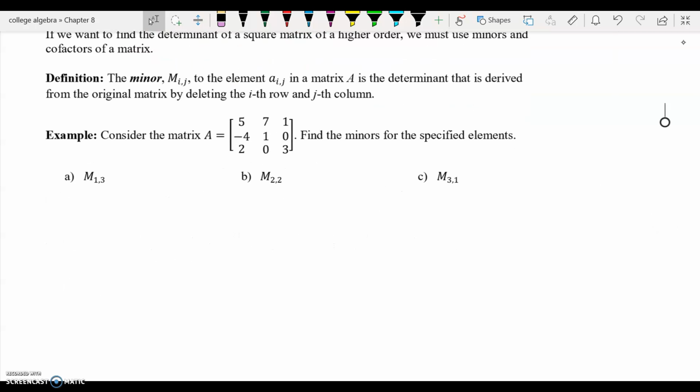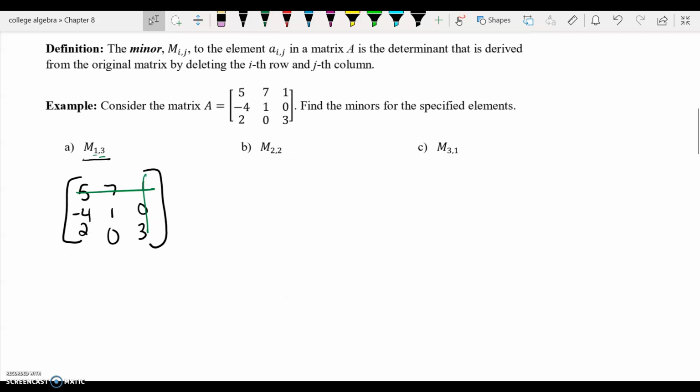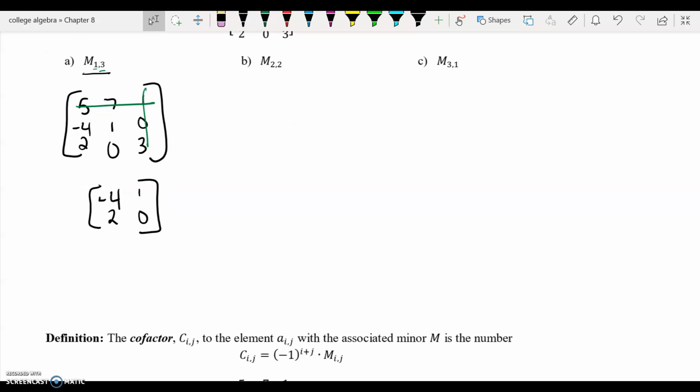Okay, moving on. Now we're going to talk about the minor. So if they give you a minor, what they're telling you to do is cross out a row and a column and then find the determinant. So for this one, I'm crossing out row 1 and column 3. So let's give our matrix right here, just copying it down from the problem. I cross out row 1 and column 3 to get my new matrix. So -4, 2, 1, and 0. And that's how you find the minor.